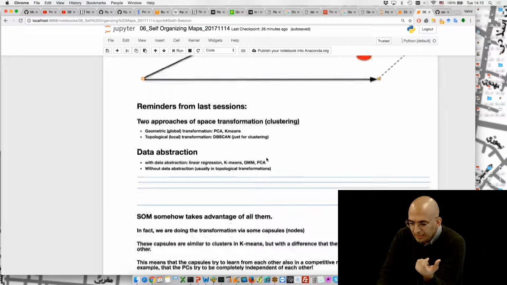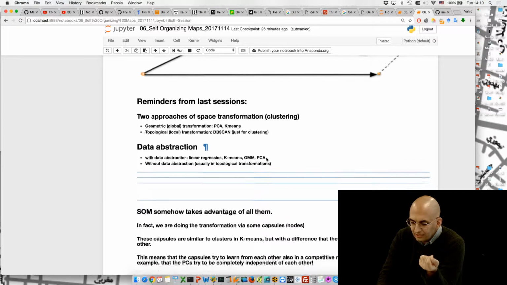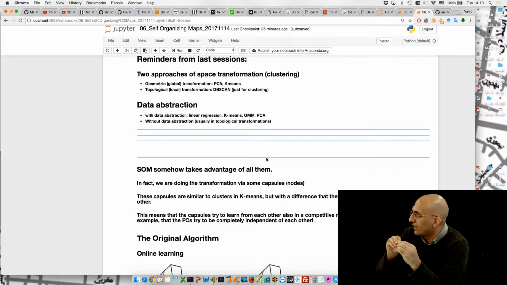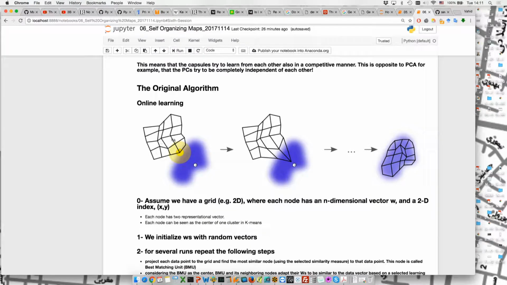In a self-organizing map, you want to be topological, but unlike the others, you have data abstraction. And the trick is that instead of directly transforming all the data points, you generate some fictional capsules or nodes in your network, which are not part of your data, that do the transformation. So think about it like a grid of nodes or capsules, and this is what we call topology, and it is our decision to make it like this. And then in principle, we think of them like a grid.